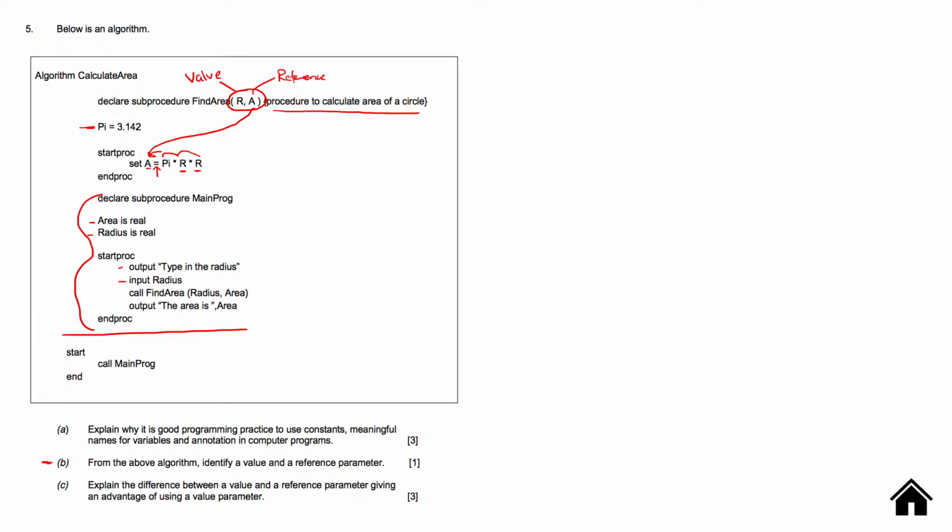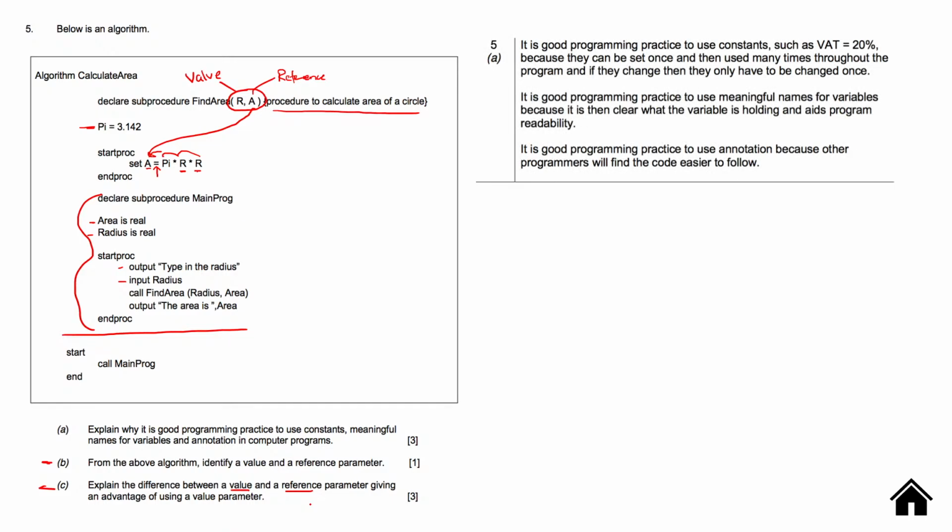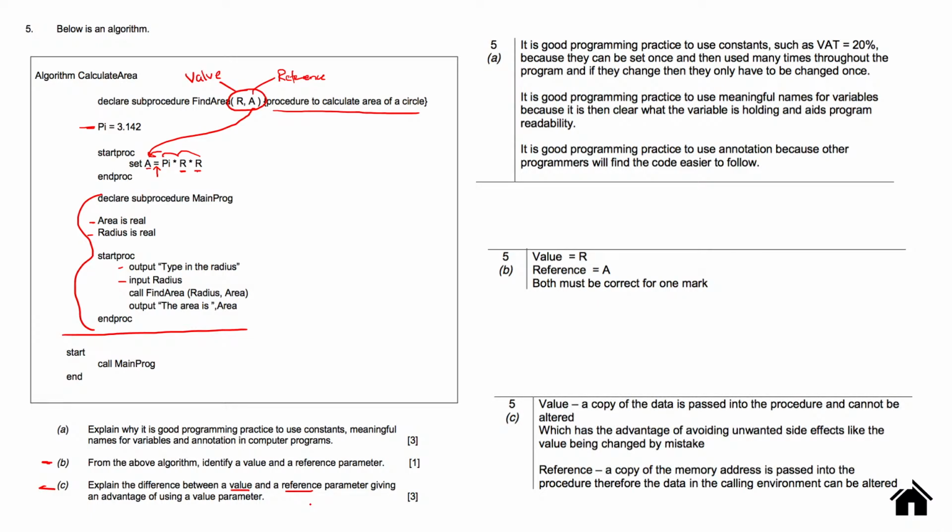Then down here, at the bottom, explain the difference between a value and a reference parameter. Well, we know that this one's a copy and this one is the original memory address. So if you have a look at the answers here on the right hand side, we talked about these anyway, but that's not really what we're concerned with because that kind of stuff won't be on the exam. So you can have a read of that by all means. But here we've got by value, which was R, so we got that one right, and reference, which was A, we got that one right, and both must be correct for 1 mark. So we would have been awarded 1 mark for that.